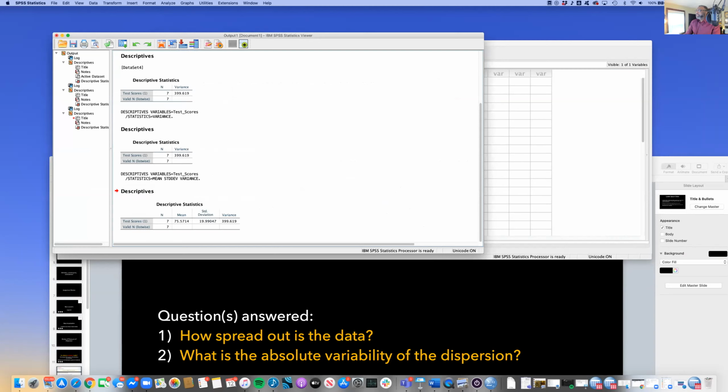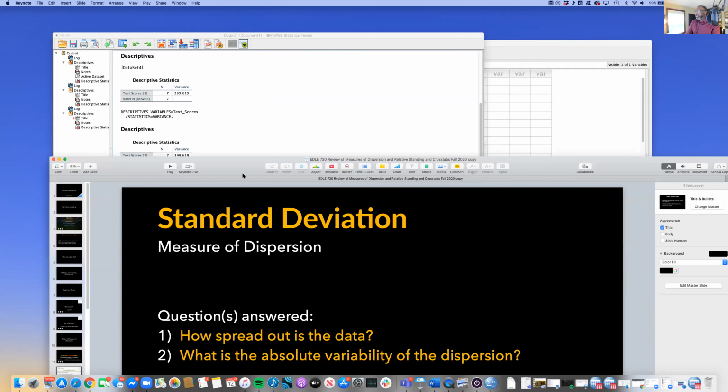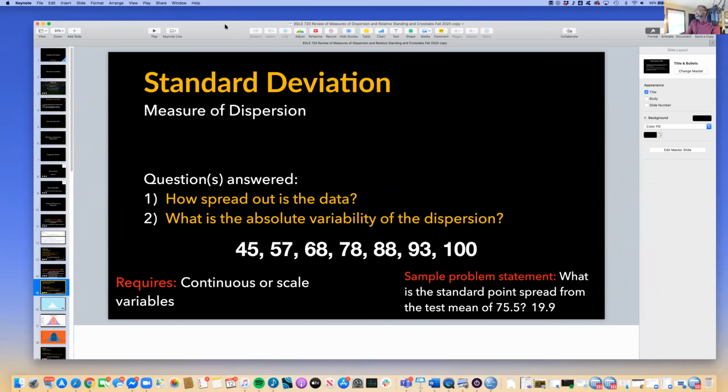So we see some familiar stuff here. We see the mean that we had earlier, 75. We see, and if you take a calculator out and you take the square root of 399.619, you'll get 19.99047, which is your standard deviation. So each of these data, in my opinion, are pretty spread out. You go from 45, which is half of 100, all the way to 100. And so what this represents is a pretty spread out, pretty dispersed data set.